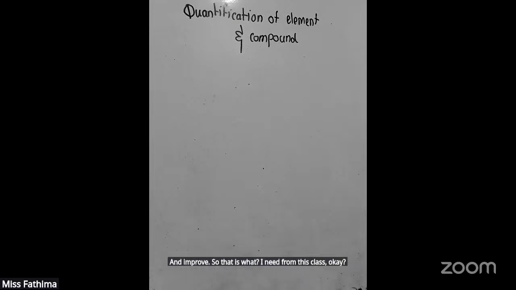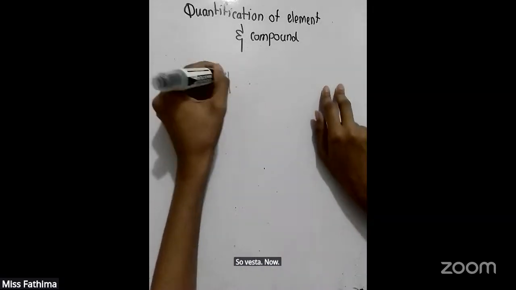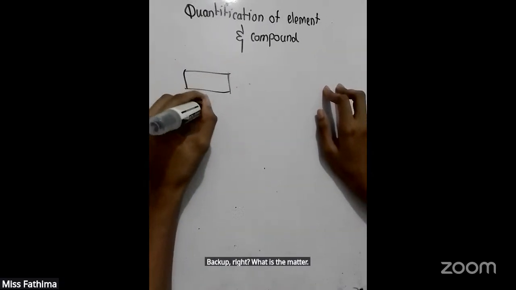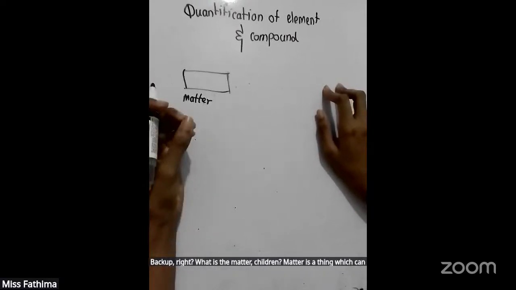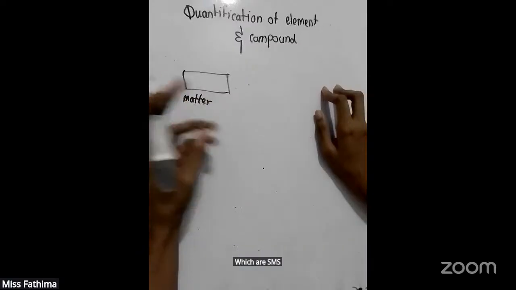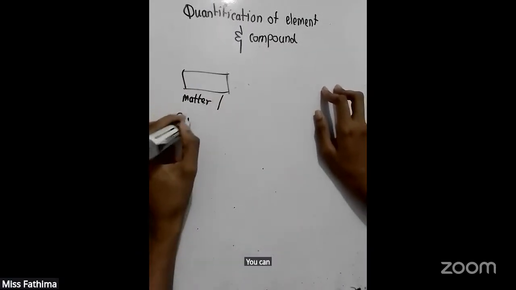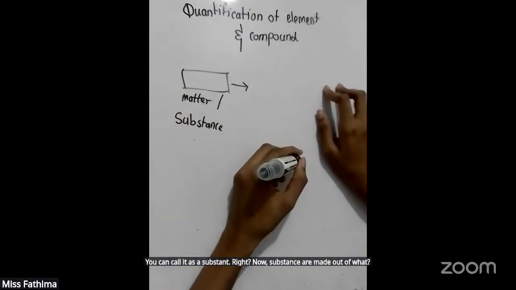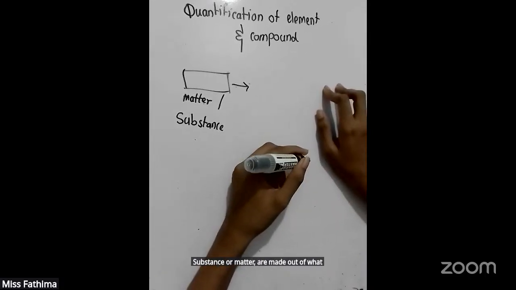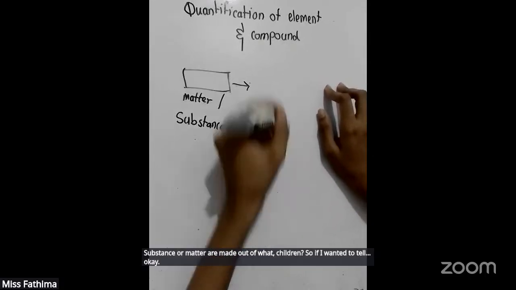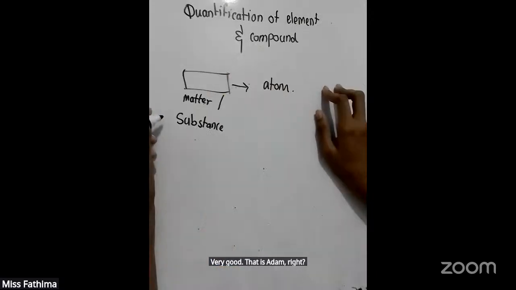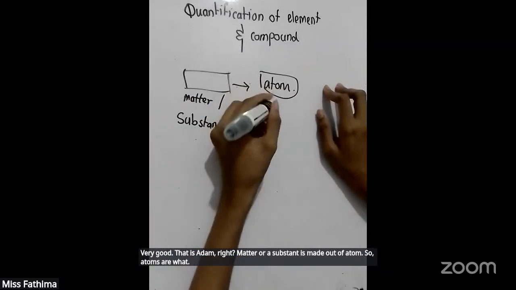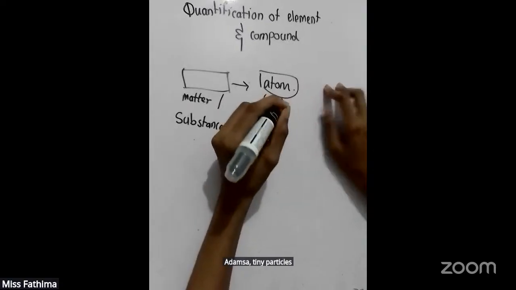Okay, so we'll start. Now, all about chemistry, what you learned about matter. What is matter, children? Matter is a thing which can occupy space and which has a mass. That's a simple idea of matter. Matter, or you can call it a substance. Now, substances are made out of what? Substances or matter are made out of what, children? Very good, that is atoms. Matter or a substance is made out of atoms. So atoms are what? Tiny particles.